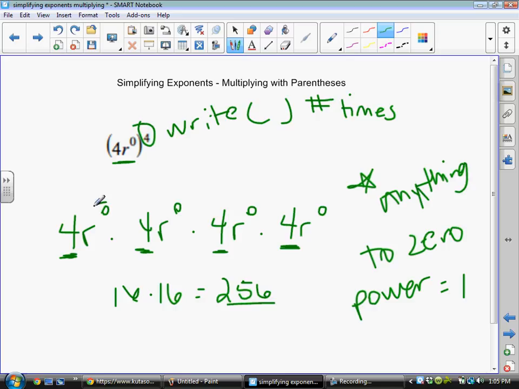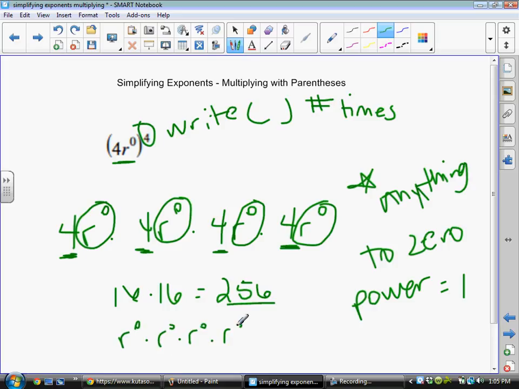So all these things right here are really a 1. And 4 times 1 doesn't change anything. So r to the 0 times r to the 0, all of those are just a 1. All those 1's times each other is a 1, so it really doesn't even matter. So my final answer for this problem is just the number 256.